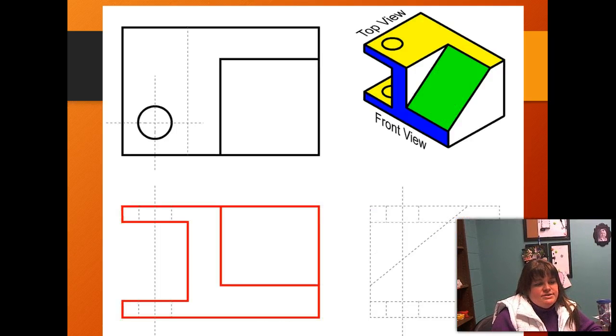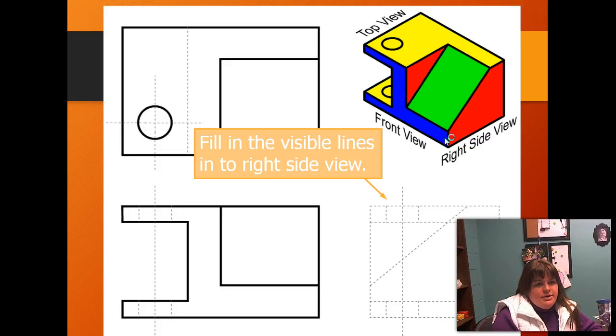So let's fill in those visible lines when we look at this from the front view. So here is your green area, or that inclined plane. And then here, that matches up with that. Okay, so there's our visible lines for our front view. So now we're going to look at it from the right side. So we're looking over here, looking at it from the right side. We're going to shade those things in red.